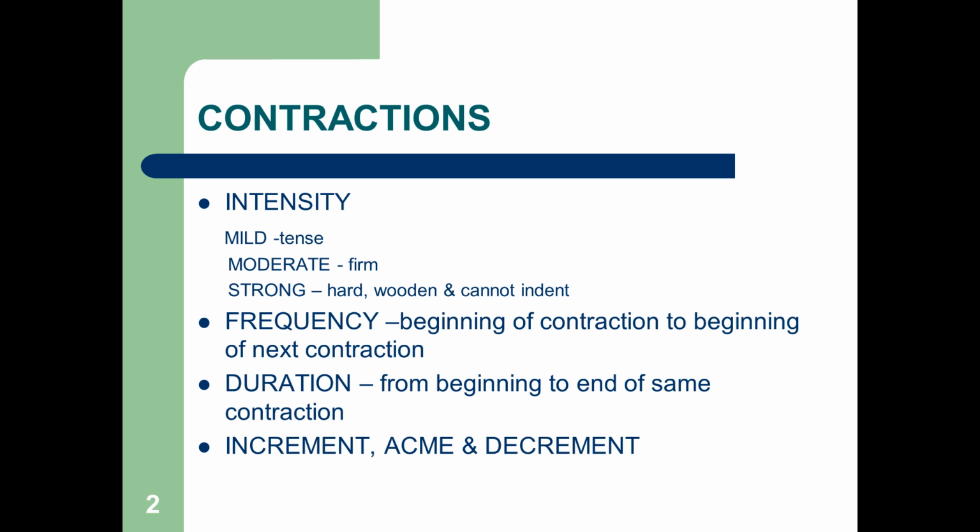Frequency is the beginning of a contraction to the beginning of the next. These are your definitions here, if you will. Duration is from the beginning to the end of the same contraction. So frequency, how often are they coming? Every 3 to 4 minutes. Duration, how long are they lasting? Typically 60 to 70 seconds.